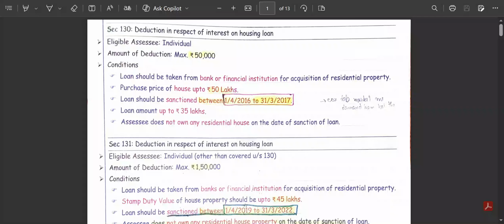The Income Tax Act 2025. Today is day 44, and I'm continuing with various deductions under the Act. Starting with the first one, Section 130.